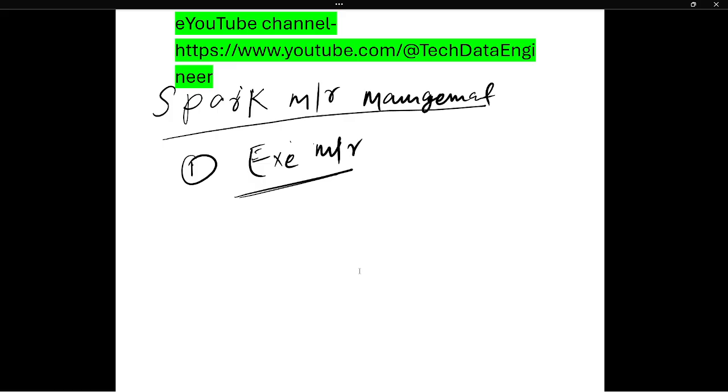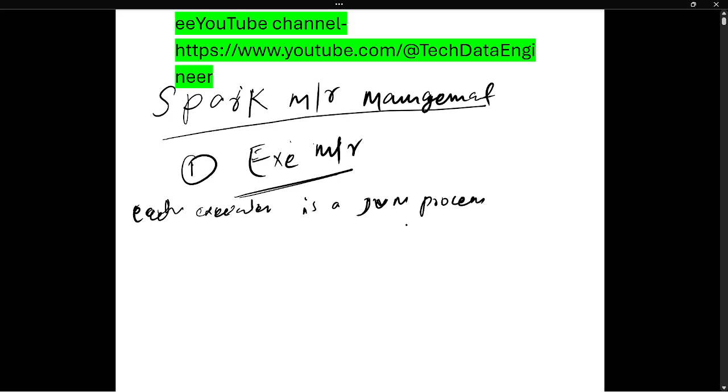So let us understand with the executor. Each executor is a JVM process and that has a fixed amount of memory. So the executor has fixed memory. Suppose in our case I'll consider 8 GB as our fixed memory.